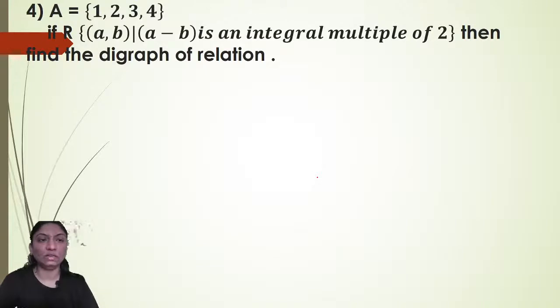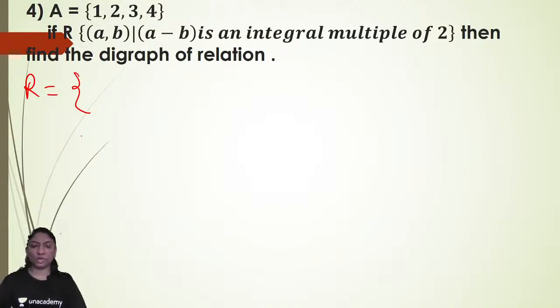Next, A is given as {1, 2, 3, 4}, and R is the set of pairs (a, b) such that a minus b is an integral multiple of 2. Then find the digraph of the relation R. So first of all, we will find out R, then we will draw the diagram.